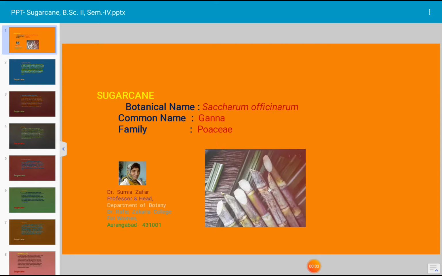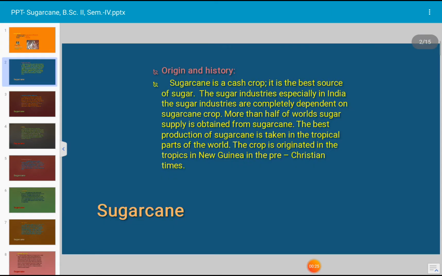Today's topic for discussion is details about the sugarcane plant. The botanical name of sugarcane is Saccharum officinarum. Commonly it is called ganna, or in Marathi it is called oos, and the family of this plant is Poaceae. Let us see the origin and history of sugarcane.